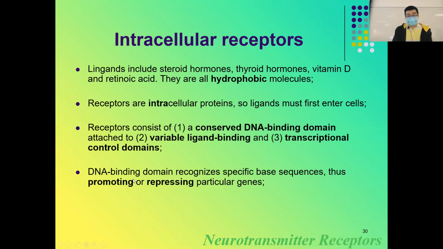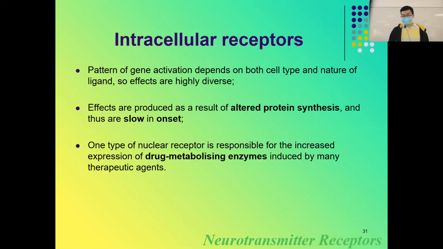Now, the DNA binding domain recognizes specific base sequences so that it can promote or repress particular genes, depending on the sequence and also on the cell type. As I mentioned, the pattern of gene activation depends on both cell type and the nature of the ligand, so that will be highly diverse.